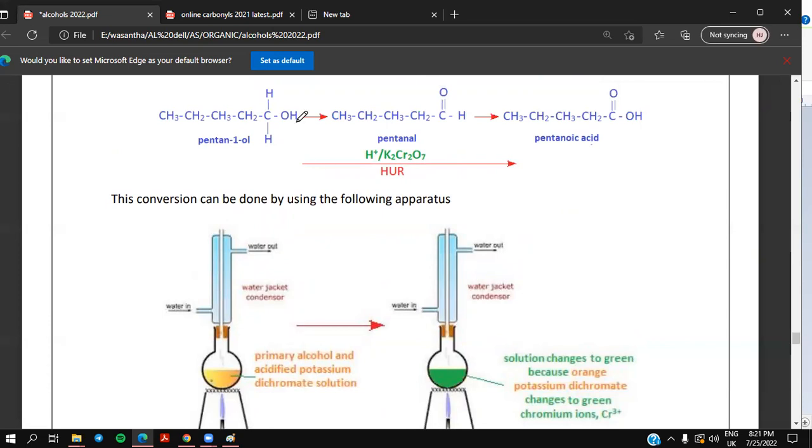Now, when you want to do this oxidation, what we do is we take an alcohol, add some concentrated sulfuric acid, and the alcohol solution is orange because of acidified potassium dichromate. And when it changes, after some time, we can see the solution in the round bottom flask slowly changing.